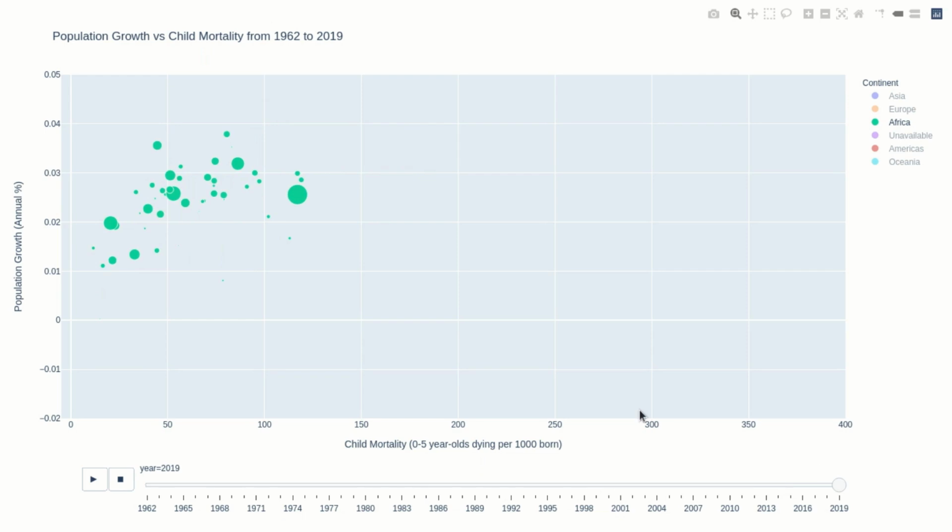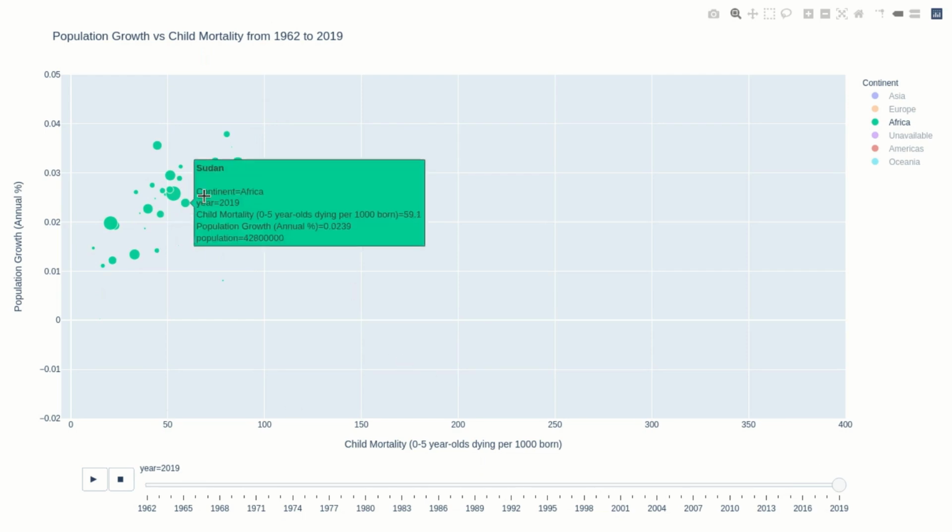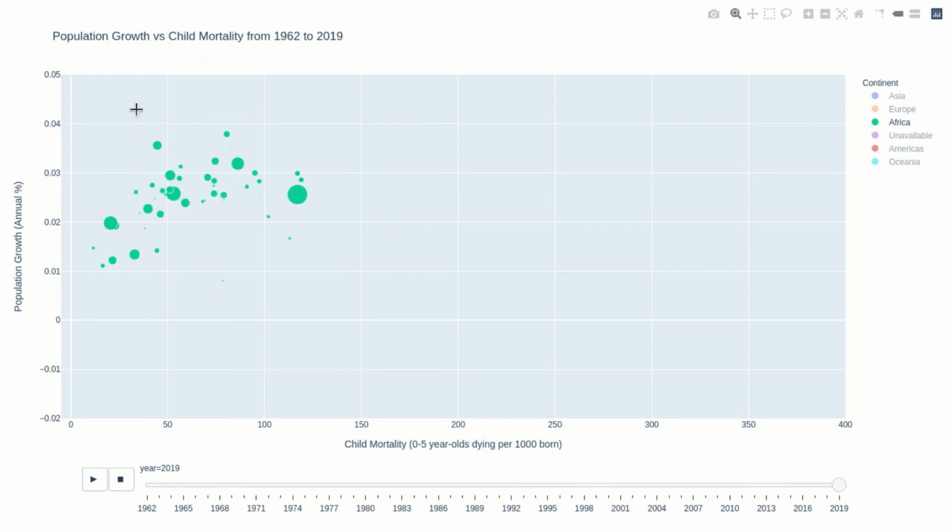And this is how Africa looks currently in 2019. So we observe that the disparity between countries has decreased, and once they went to the left sufficiently enough, that is, once the child mortality rates were sufficiently low, they started moving downwards, which indicates that the population growth rate started to decrease once the child mortality rates were low enough.